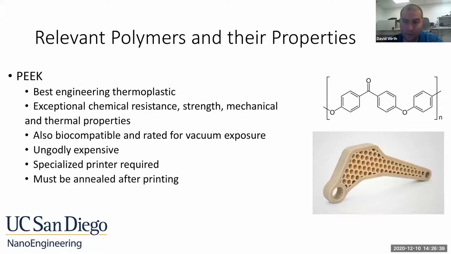Finally, if you have a very specialized application and a very expensive printer, you can print something like PEEK. This is generally considered the best engineering thermoplastic. Obviously, there are ones that are better, but this is the best commercially available one. Very expensive. A spool of PLA might cost you 20 bucks. A spool of PEEK might cost you 500 bucks. So there's a lot of expense, but it is biocompatible, vacuum rated, high strength, etc.